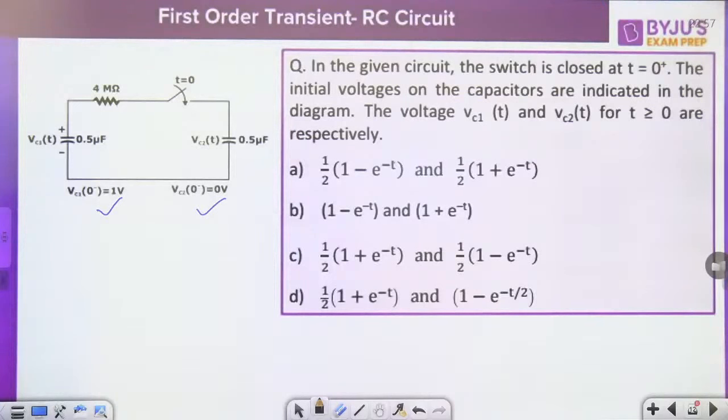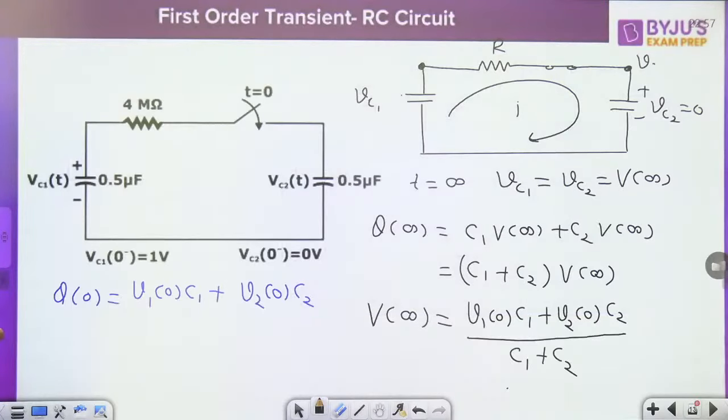So what is the answer for this question? The final value is 1 by 2, right? And then you can choose the option, first option, second option, third and fourth one. So Vc1(t) and Vc2(t). So we are getting this answer.